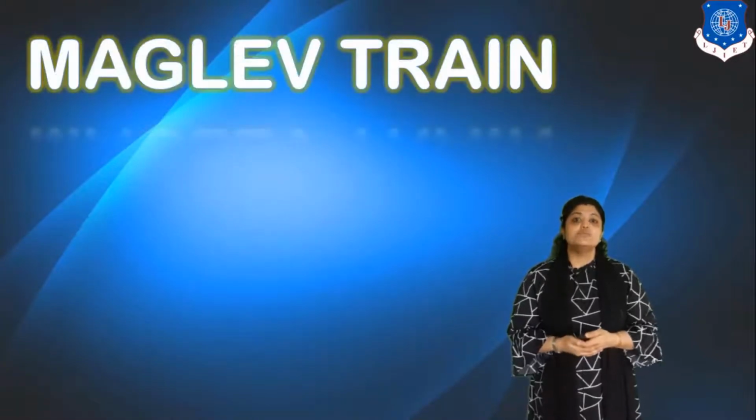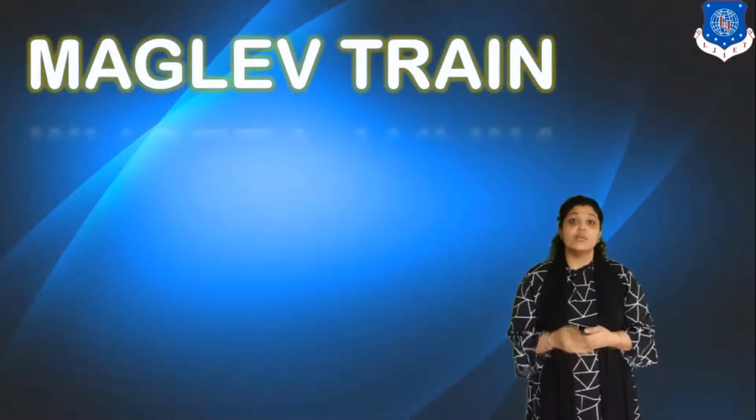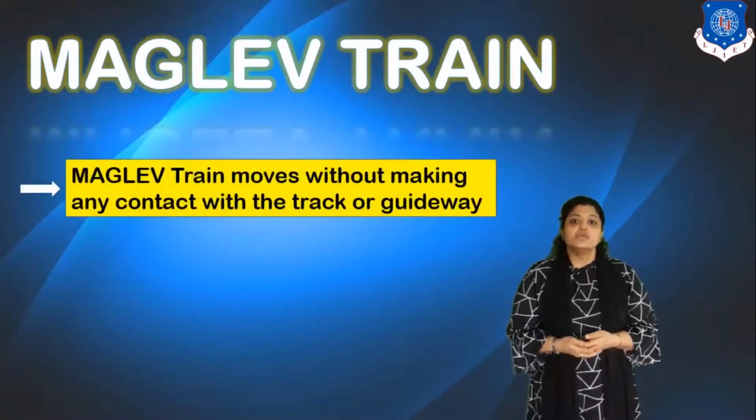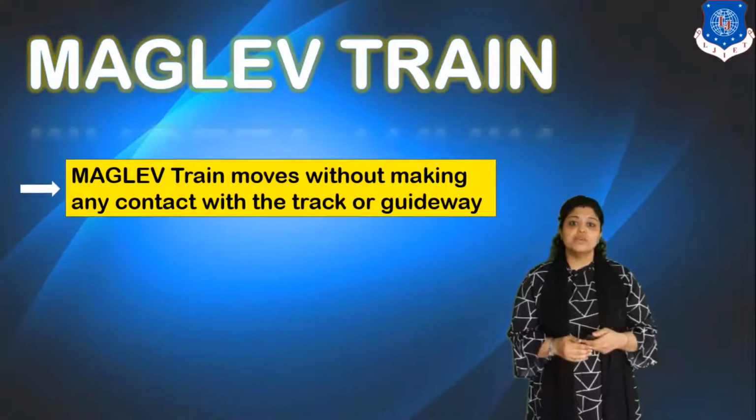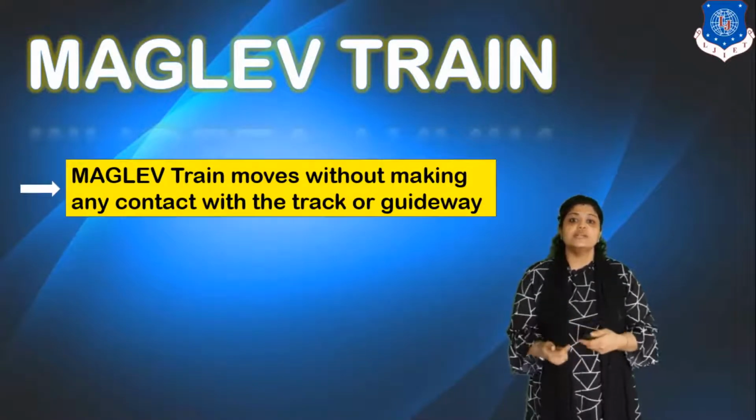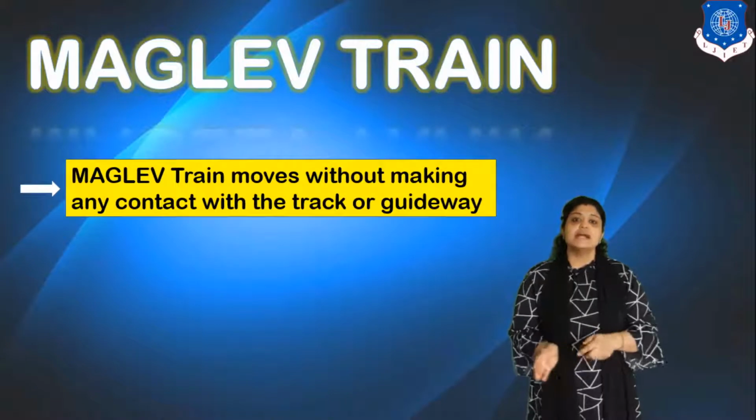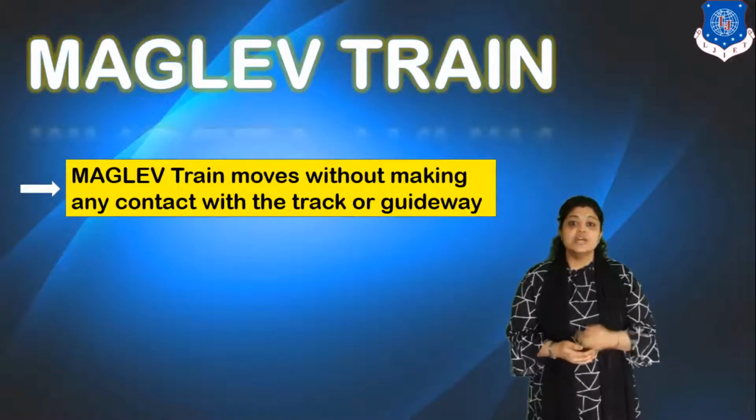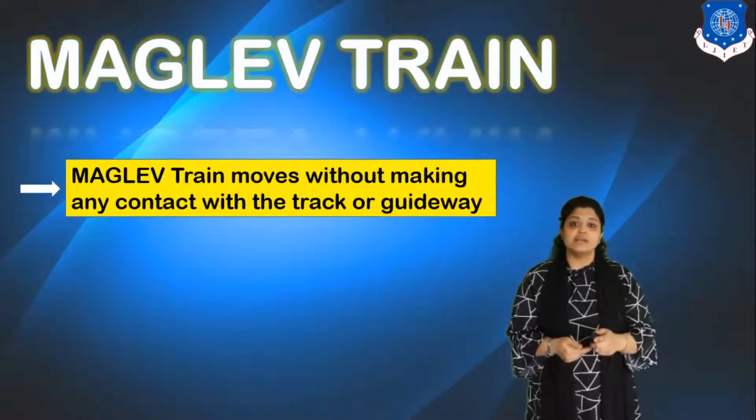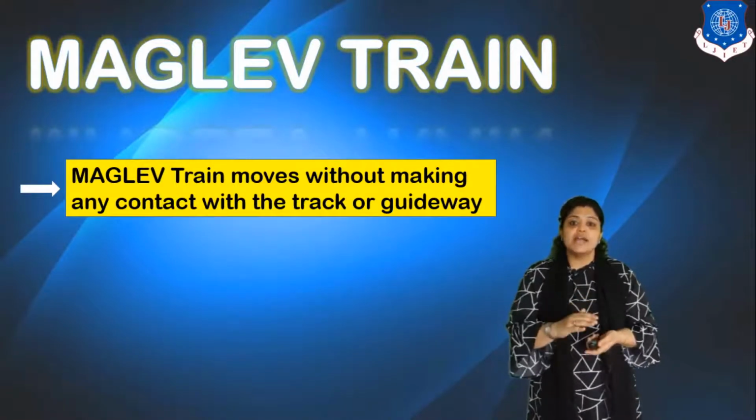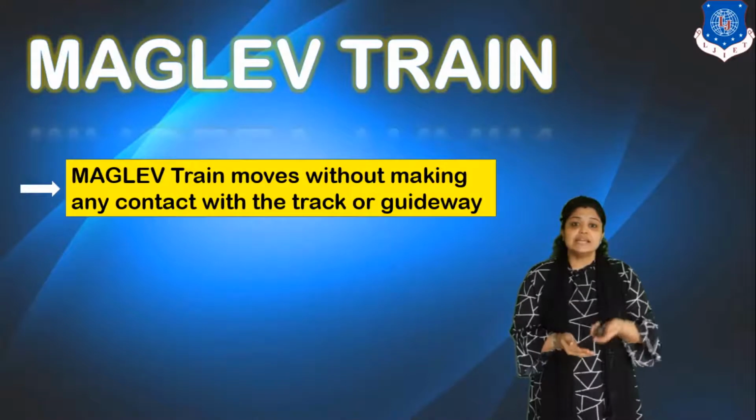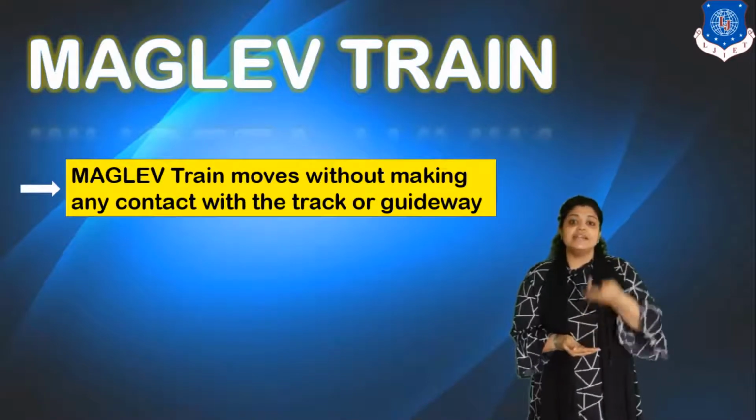Let's discuss what a maglev train is. What are the features of a maglev train? So maglev train is a particular train which moves without any contact with the track or guideway. It is unlike our conventional systems which make a contact with the track. But in a maglev train, there is no contact between the track or guideway and the train. That means it moves in air. It levitates in air.